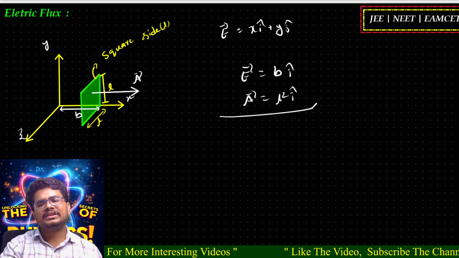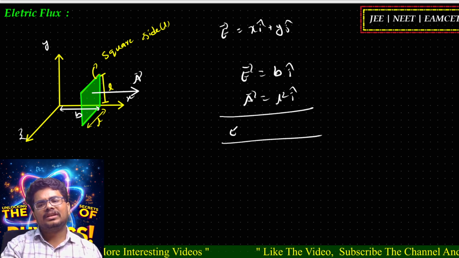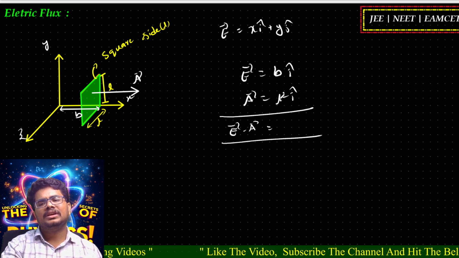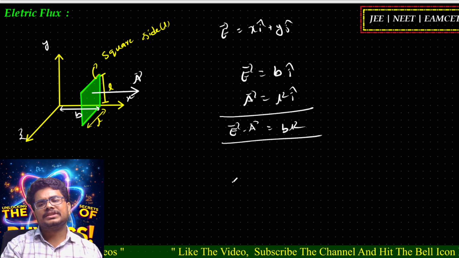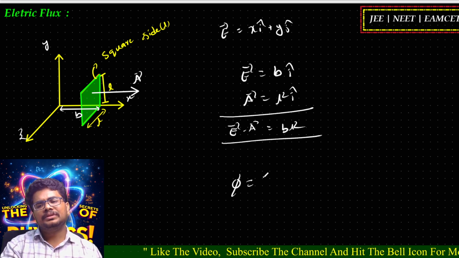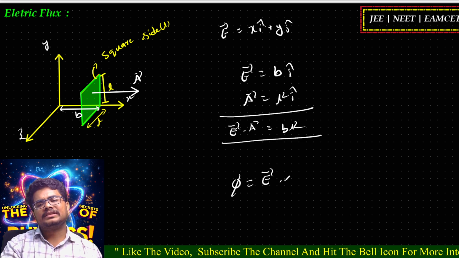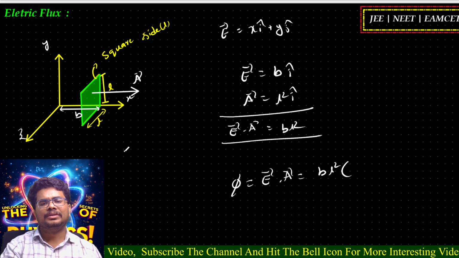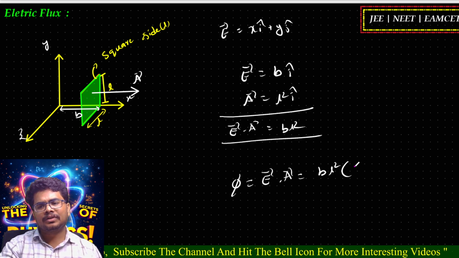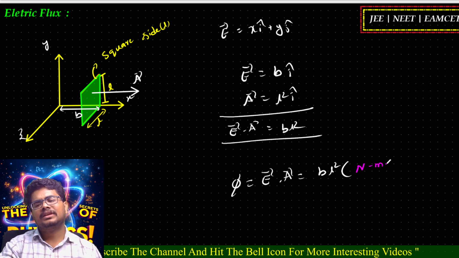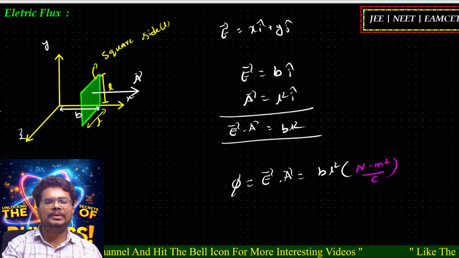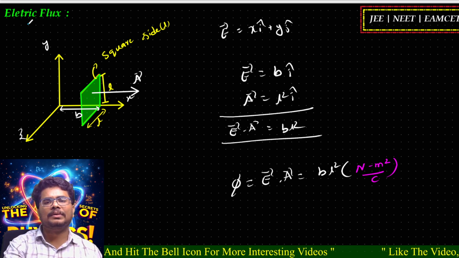Then how to calculate flux? Flux equals E vector dot A vector, sir. E vector dot A vector equals how much? B into L square. So flux equals E vector dot A vector, which is nothing but what we calculated in this question, BL square. Sir, what is the SI unit? Whichever unit you want to write, because we created the example: newton meter square per coulomb, or volt into meter, you can write either, no problem in that.